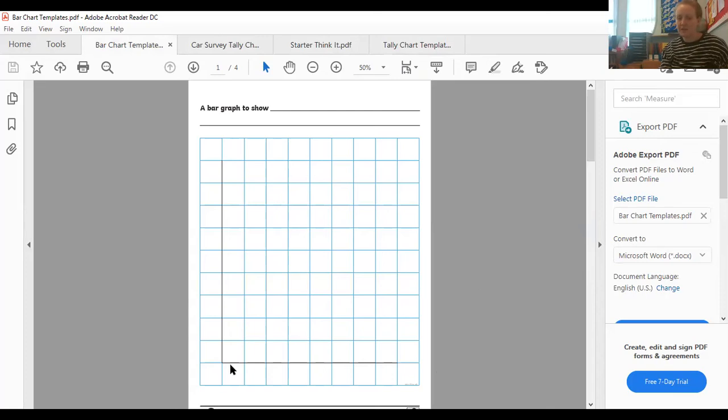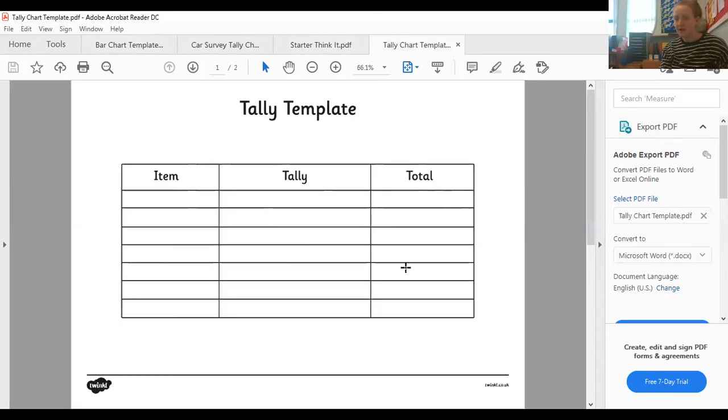Now remember, you've got to think about the scale that goes at the side, and that will depend on your total number. So if your total number is really high, you might want to have your scale going up in 5s. If your total number is up to 20, I would say you could do it in 2s. If it's small, you could do it up in 1s. So just be careful with your scale.